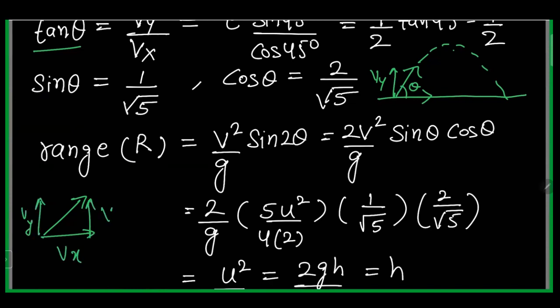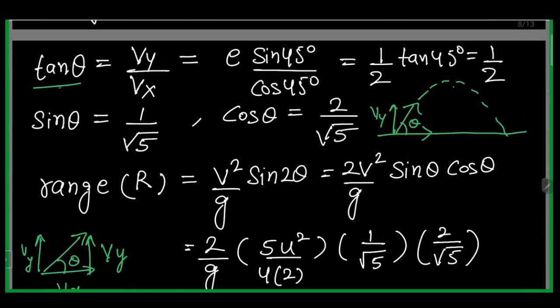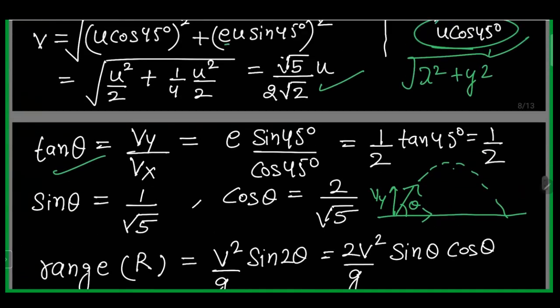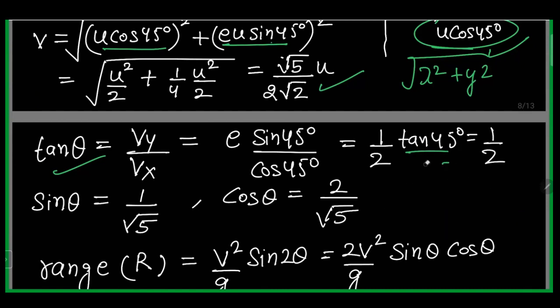If you do tan theta, which is perpendicular upon base, your tan theta will be equal to Vy by Vx. What is Vy? Vy is e u sine 45. And what is your Vx? u cos 45. You cancel and you get e tan of the initial angle. The initial angle was 45, so tan 45 is 1 and e is given to you as half. It means your tan theta comes out to be half.